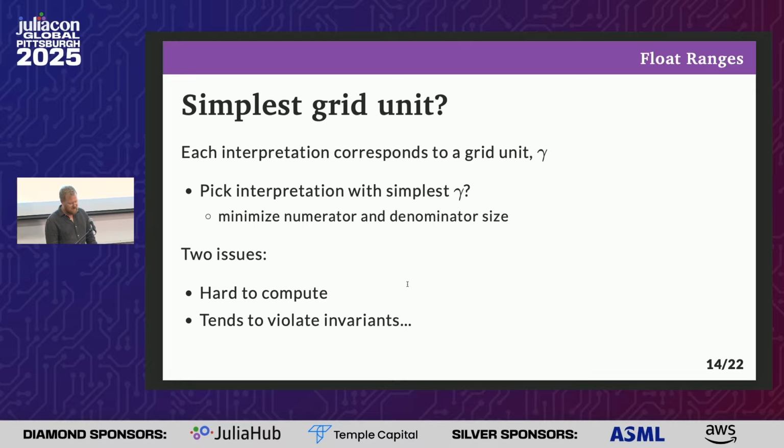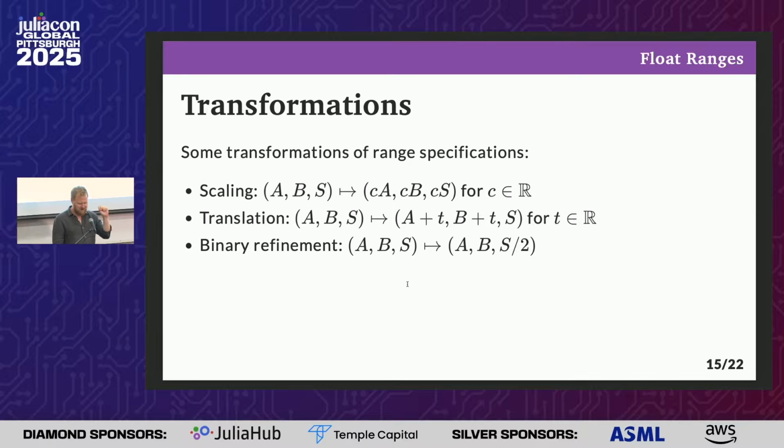Okay. So one possibility that I was chasing for a while was the simplest grid unit that would make it work. And this is equivalent to computing some intervals for things, and then finding a denominator that simultaneously rationalizes them both, which turns out to be a very interesting but also very hard computational problem. And one thing I realized later after chasing that for a while was that it tends to violate invariants that you actually really want to hold for this. And what I mean by invariants, I have to talk about transformations first.